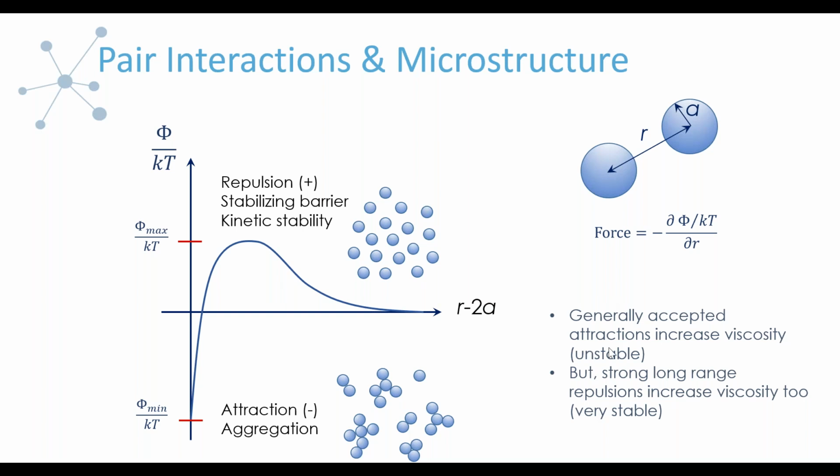And I just wanted to point out that it's pretty well accepted that these attractions do increase the viscosity, and that these systems tend to be more unstable depending on the strength of attraction. But it's also true that if you have strong long-range repulsions, this will increase the viscosity also. However, in contrast, those systems with strong repulsions are very stable, because we view this as a barrier to the attraction. Okay, so this is how we're going to think about the interactions between our proteins.